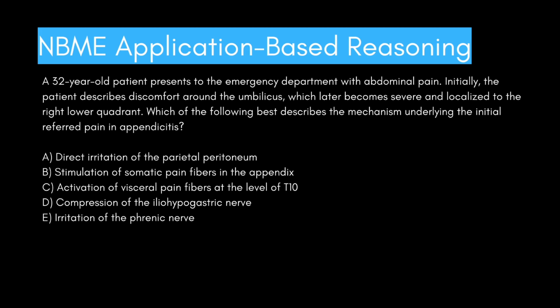Next question. A 32-year-old patient presents to the emergency department with abdominal pain. Initially, the patient describes discomfort around the umbilicus, which later becomes severe and localized to the right lower quadrant. Which of the following best describes the mechanism underlying the initial referred pain in appendicitis?